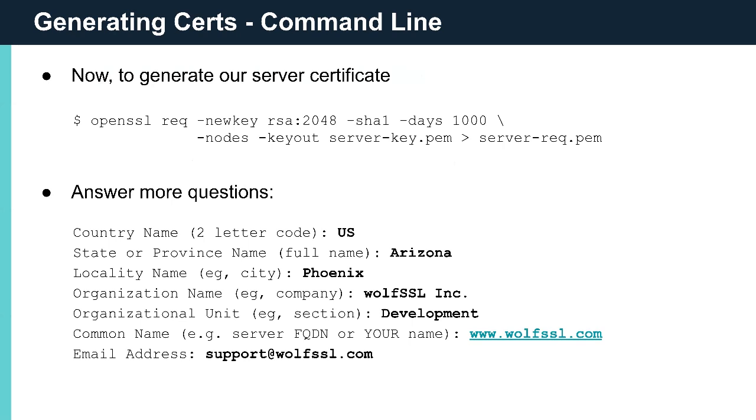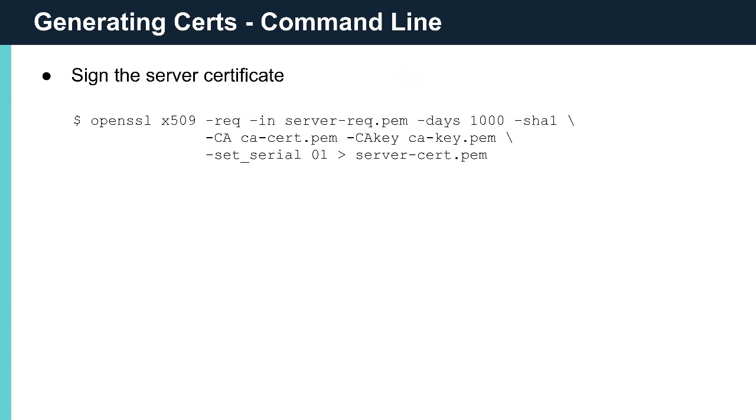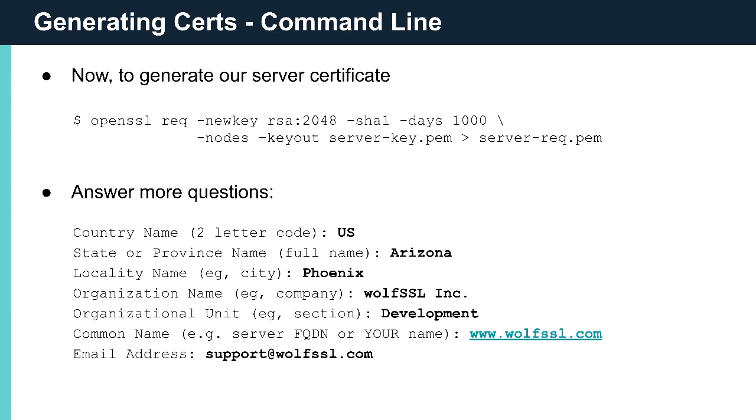So now we'll generate a server certificate with openssl req. We're generating a new RSA key of 2048 bits using SHA-1, valid for 1,000 days. We're outputting our new key into server-key.pem. And then the output of this is going to be a CSR that we're outputting to server-req.pem. So it's going to ask us some more questions, this time about the server we want issued here. That'll output the request file to server-req.pem.